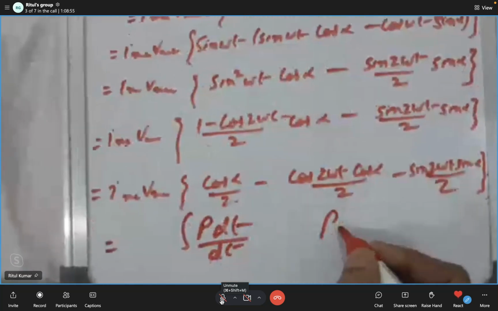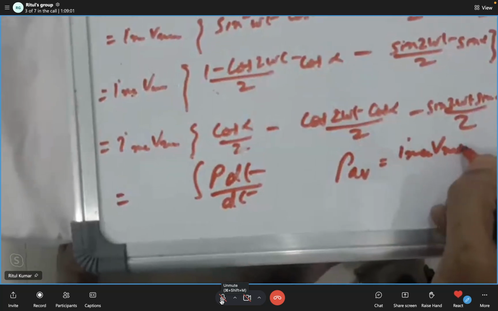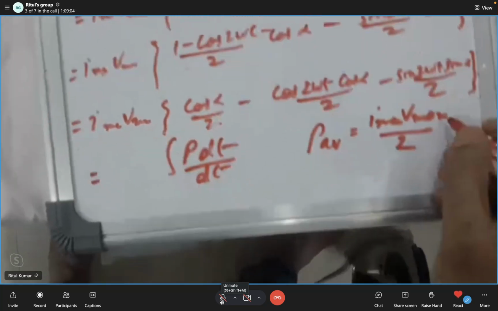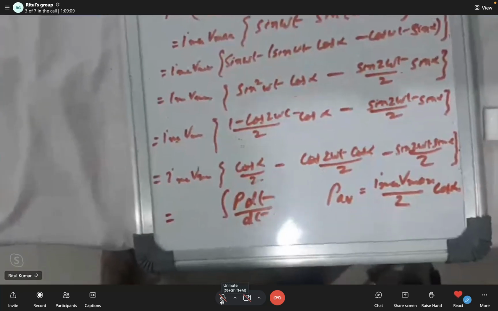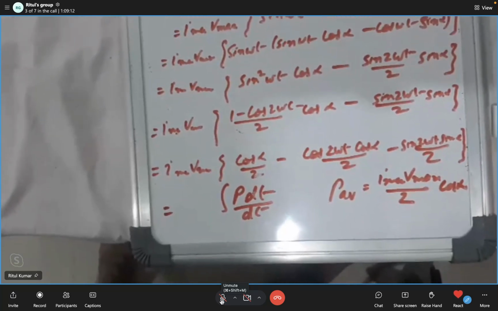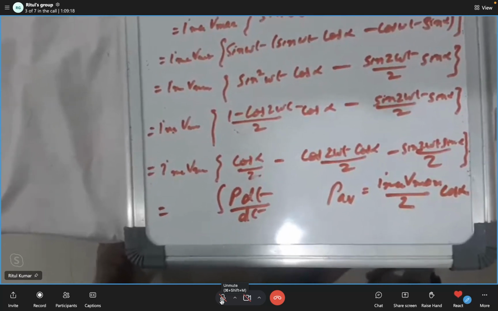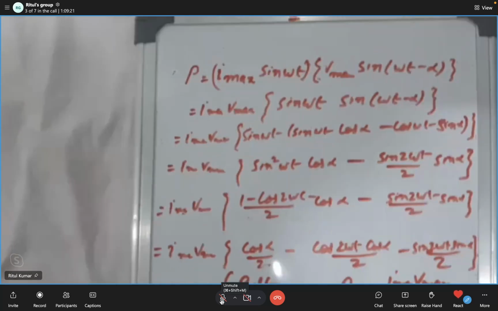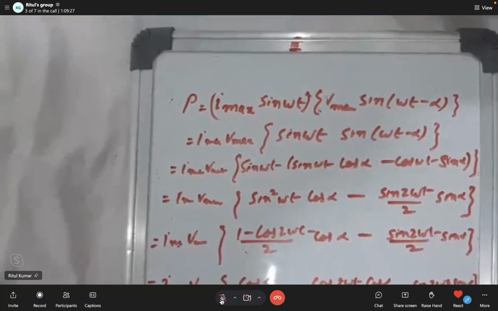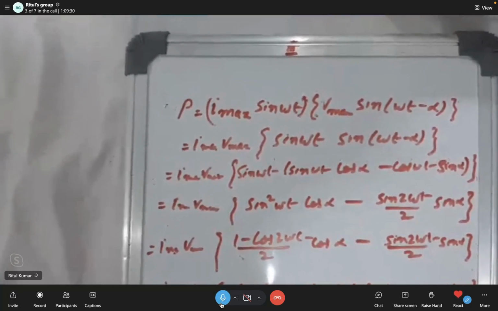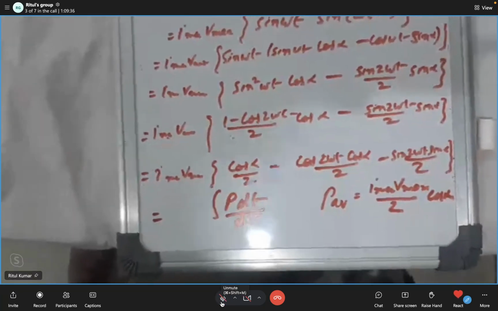So P average, I will write it as Imax Vmax by 2 into cos alpha. Here is where cos alpha gains traction. See for yourself, there is a term cos alpha here, right? So alpha is gaining traction over here. And what is alpha? Coming back to the equation, it is the angle between voltage and current, correct? Yes, sir. So the smaller it is, the more the average power. Yes, you can draw more average power from the circuit.